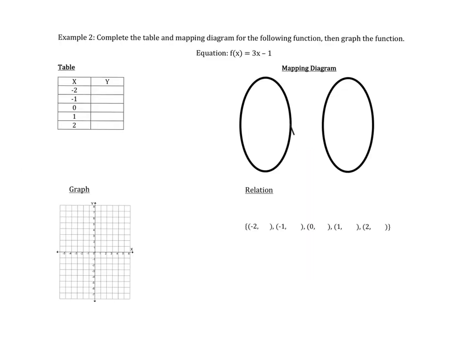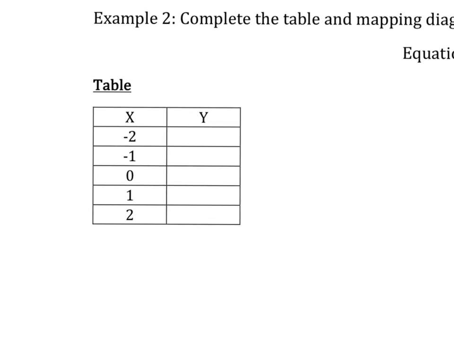All right, example 2. Complete the table and mapping diagram for the following function, then graph the function. We actually did this in lesson 1, at least the table and the mapping diagram part. So we're going to try it again, and then we're going to add a couple of new components. So remember when we are completing a table, we are going to plug each x value into our equation. So our equation is f of x equals 3x minus 1. So when x is -2, I'm going to plug -2 in for x.